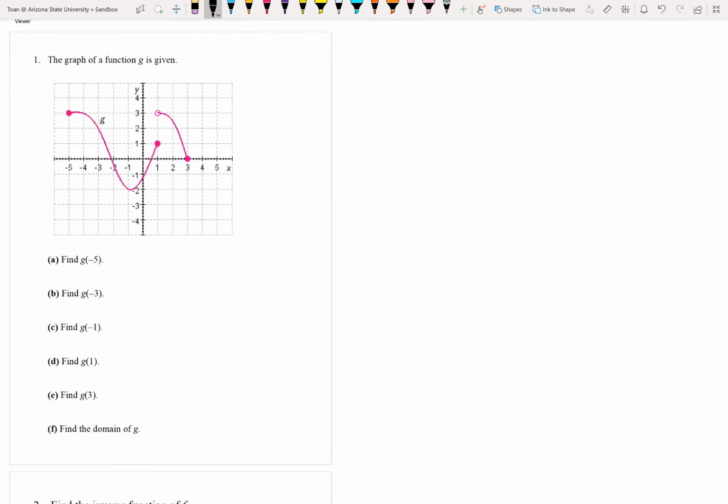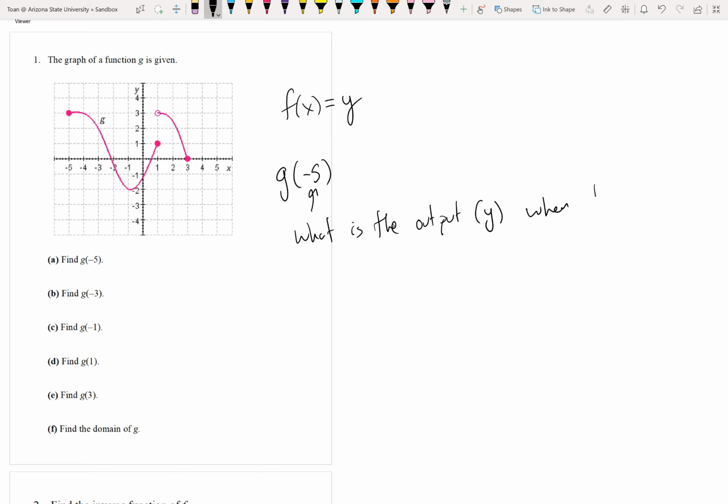So question one was testing your ability on whether or not you can read a graph. The idea is that f of x or g of x or whatever the letter is simply asking you for the y value for the function output. So for letters A, B, C, D, and E, I'm just asking you if you saw something like this, it's asking what is the output, aka the y value, when the input, aka the x value, is -5.